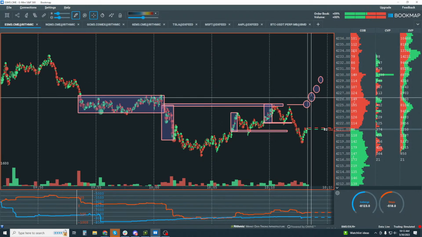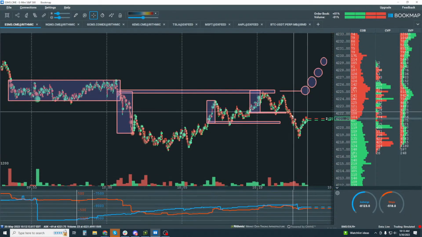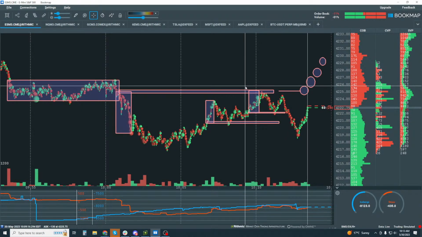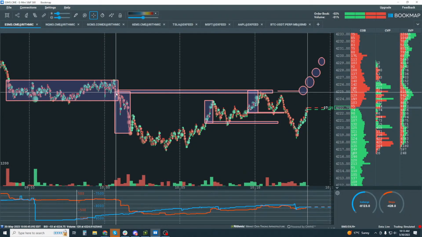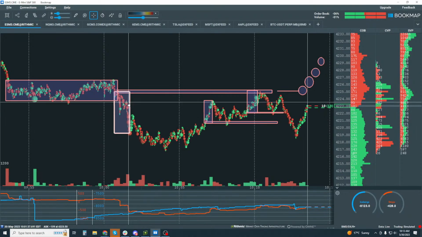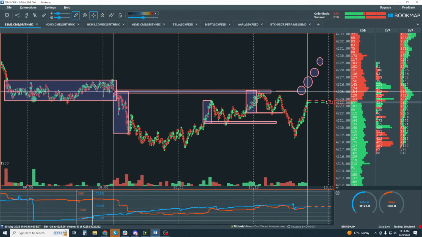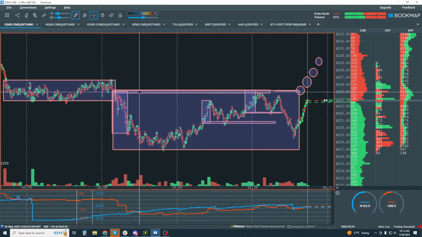Okay, and that might happen. We don't know. We're going to look and watch and see what the behavior of the participants is to give us insight. Okay, we know at this point here sellers remain in control. In fact, you can outline this whole area here, and sellers are in control.